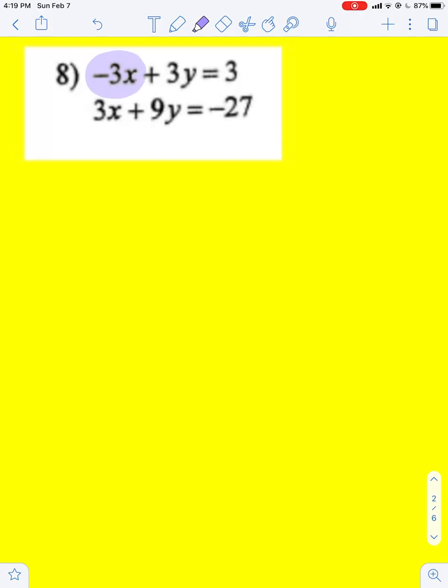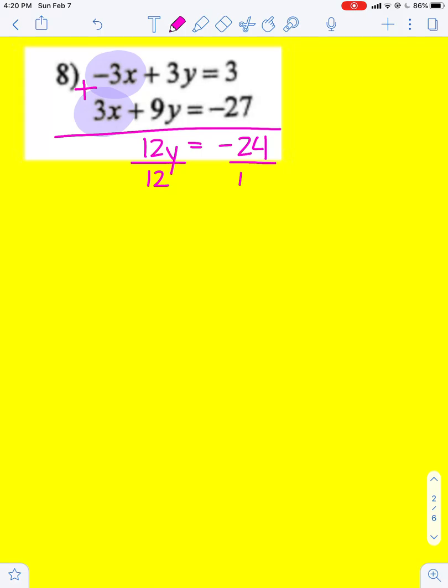So here I have negative 3x and positive 3x, which are opposites. So I can add these two equations together. And this is going to give me 12y is equal to negative 24. And so I'm going to divide by 12 on both sides. And that's going to give me that y is equal to negative 2.